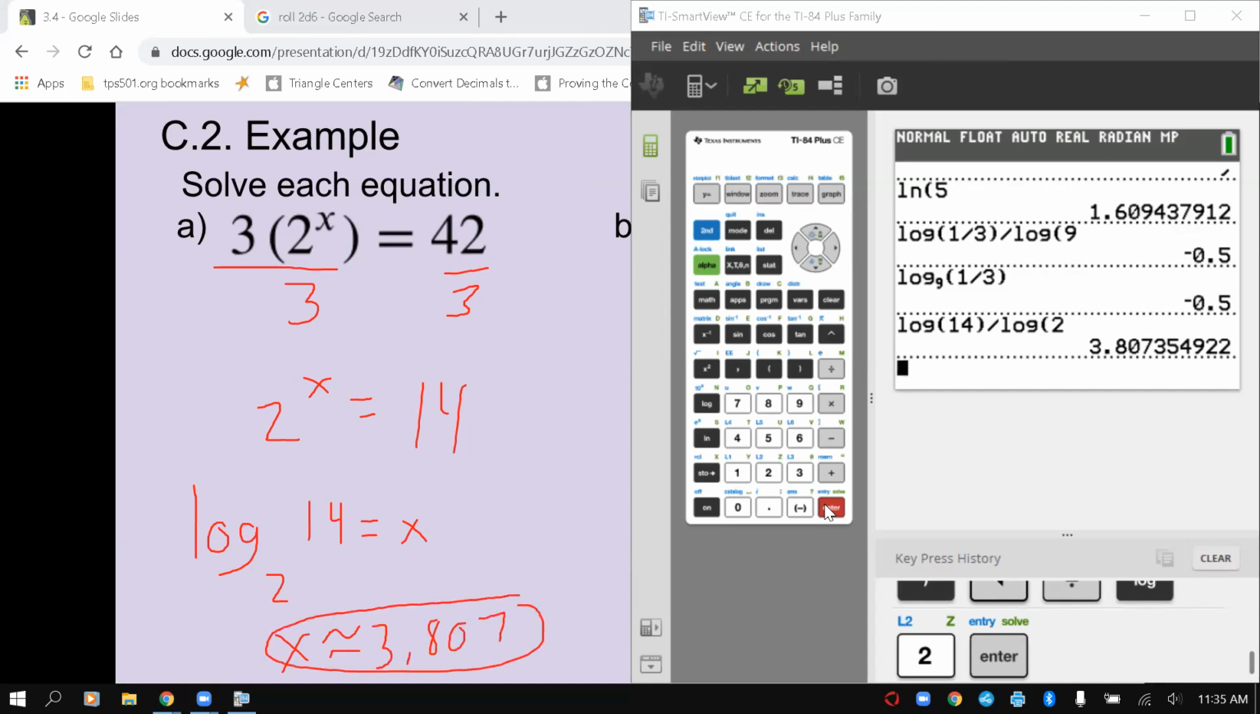And when you're doing this in WebAssign, make sure you read the directions carefully, whether they just want you to leave it as a log, or if they want you to do it in the calculator and tell them the decimal, and how many places they want the decimal, where you should round, all that good stuff.